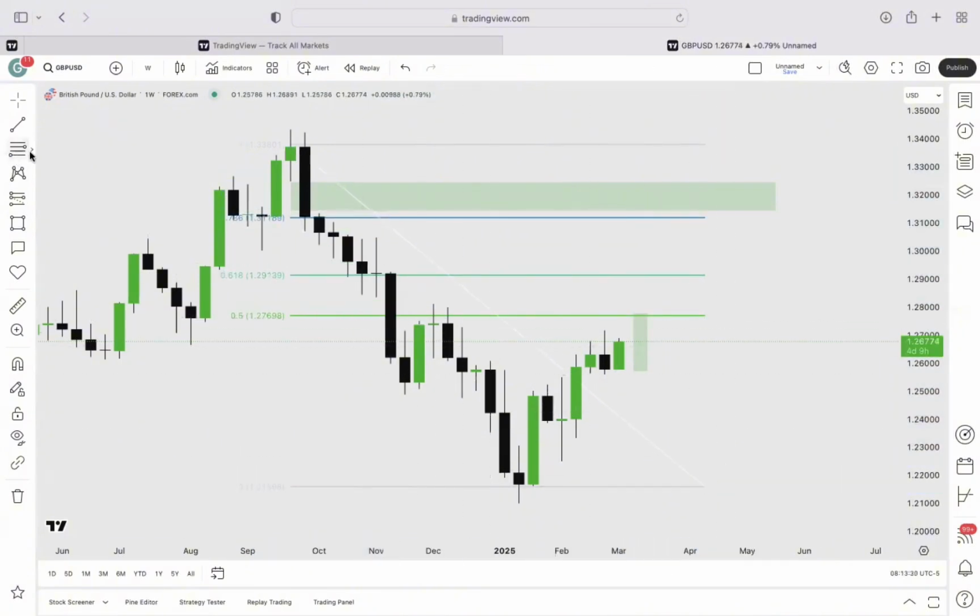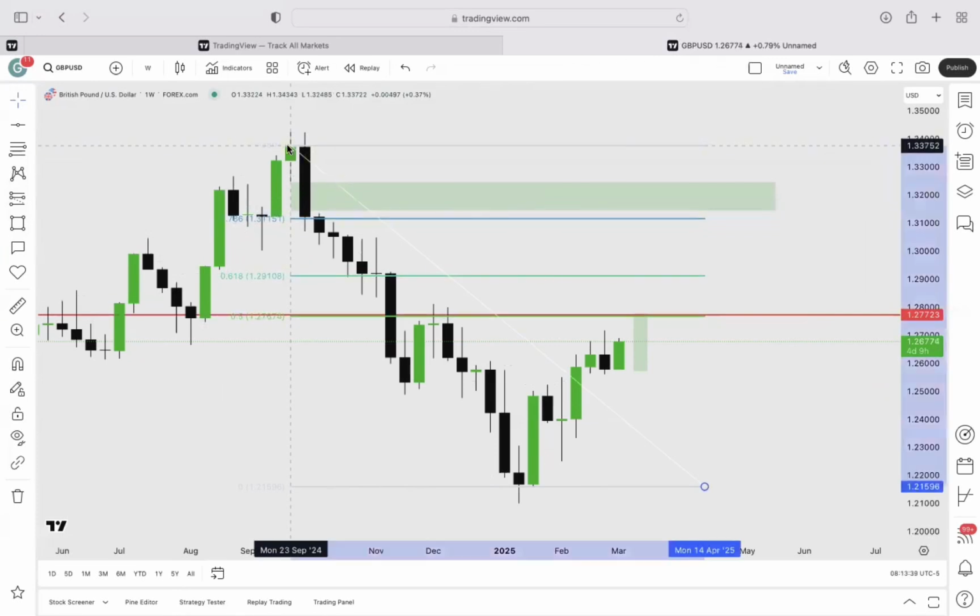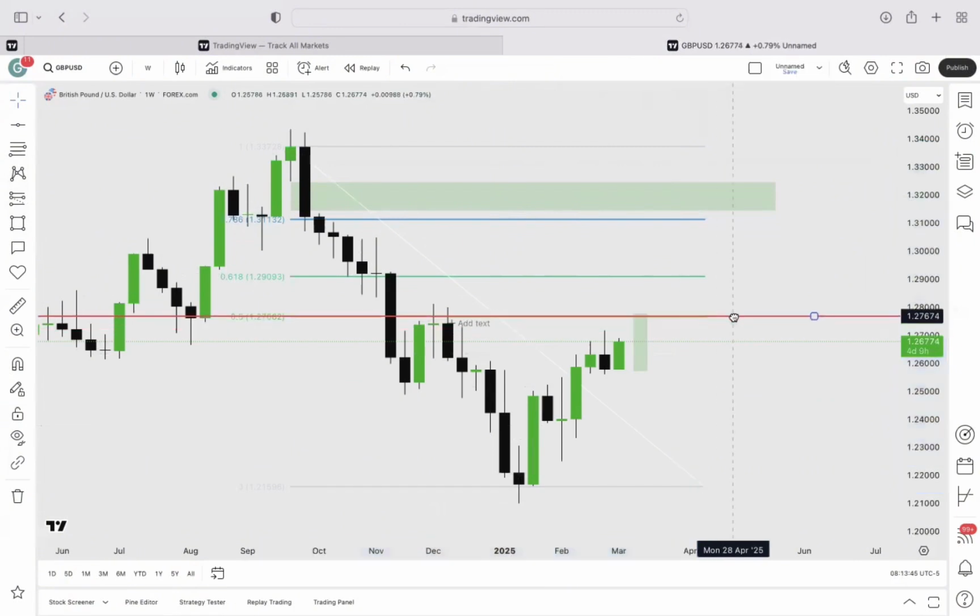Here's equilibrium. Let's go ahead and note equilibrium because that's a very important price level in this overall dealing range. I'm using the bodies here. So the body here and then the bodies here. Equilibrium gives us this price point right here.